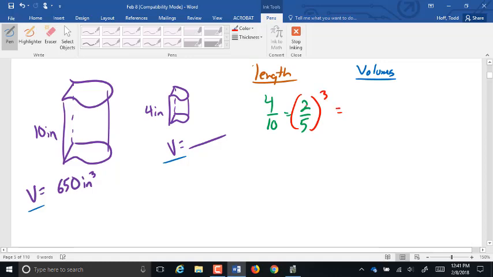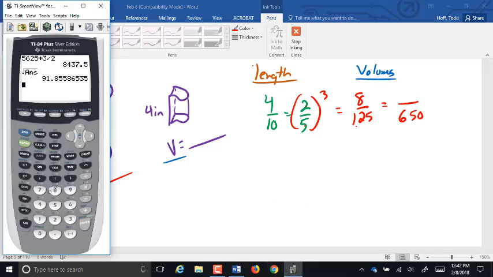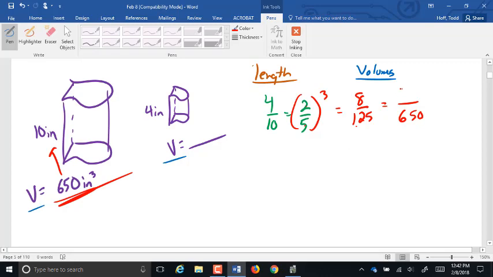Cube it. 2 to the third power is 8. 5 to the third power, 125. Where's the 650 go? On the bottom. The larger figure goes to the larger number. 8 times 650 divided by 125 gives us 41.6. That is inches cubed.